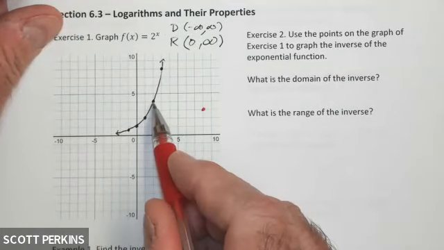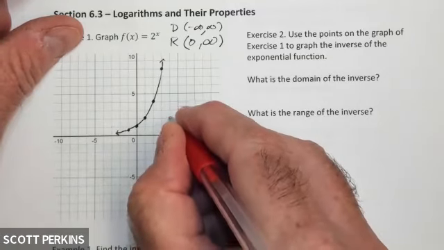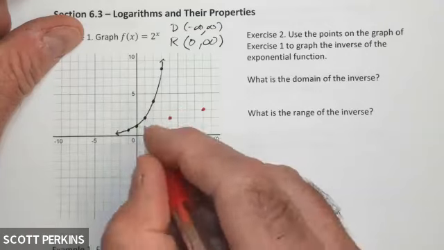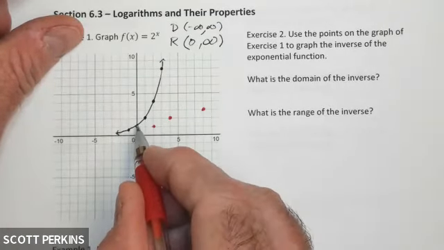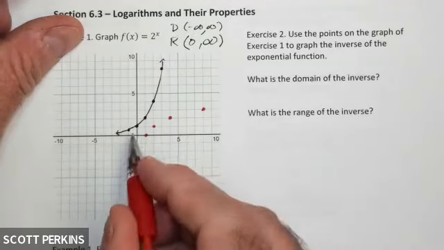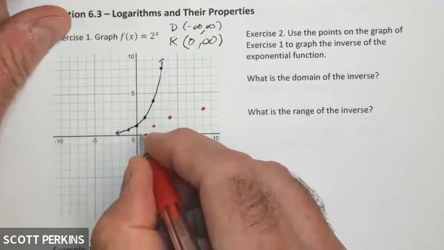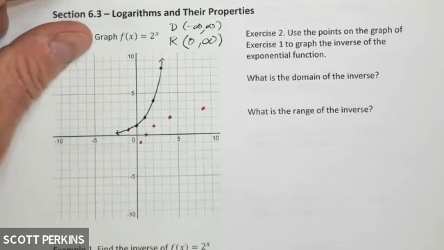This is the point 2, 4. When I reverse them, it becomes 4, 2. So I'll put that right there. This is 1, 2. So when I reverse it, it becomes 2, 1. This is 0, 1. So when I reverse it, it's 1, 0. And last but not least, I have -1 and a half. So I'm going to go over half and down 1. And so there are my points that form the inverse.